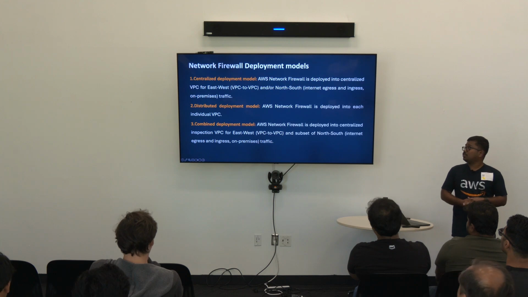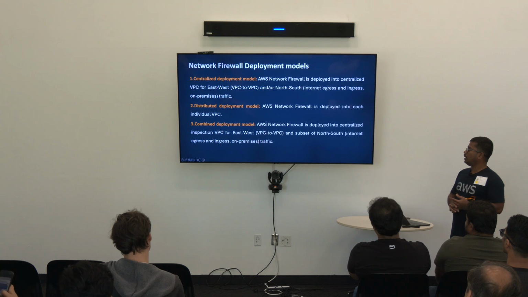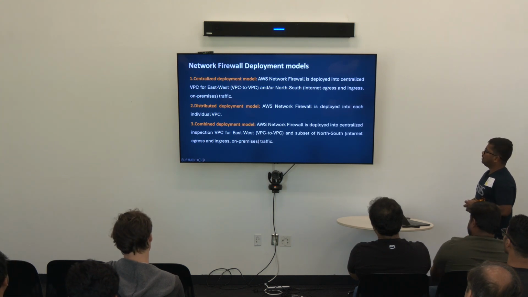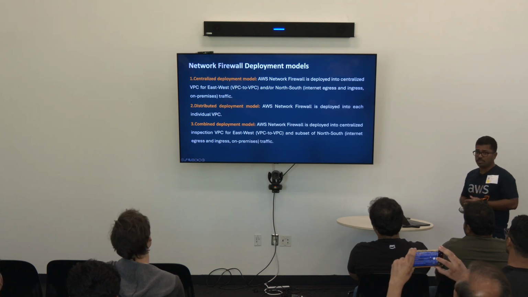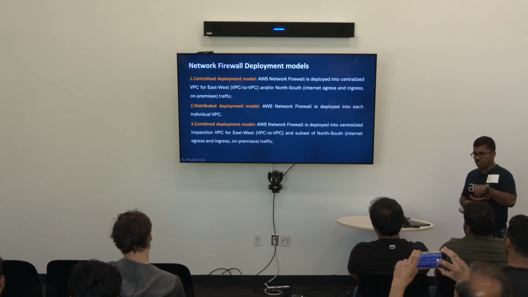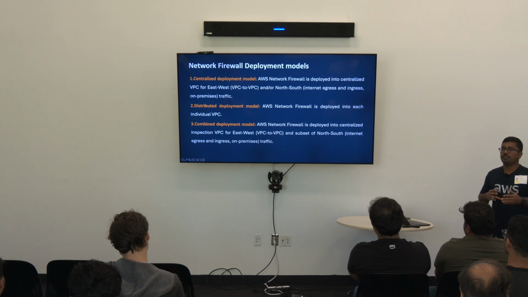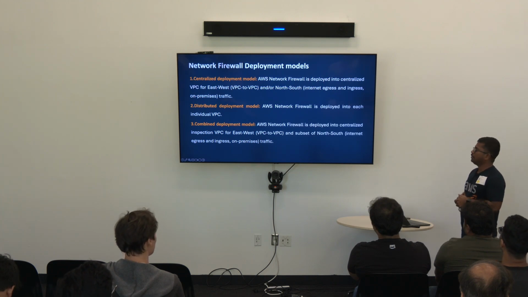When it comes to the network firewall deployment model, there are three types: centralized deployment model, distributed deployment model, and combined deployment model. Centralized deployment model is for when you want one ingress VPC, an inspection VPC, to inspect all your traffic, whether coming inside or going outside. You can have one inspection VPC monitor end-to-end for east-west traffic and also north-south traffic. East-west traffic is VPC to VPC or environment segregation. If it is north-south, then it's ingress, internet or on-premises ingress, as well as egress traffic.